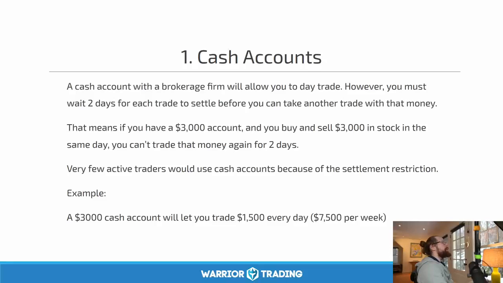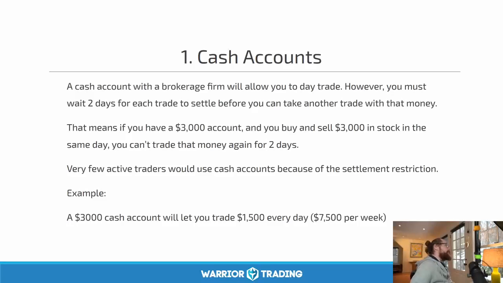So that means if you have a $3,000 cash account with TD Ameritrade or with E-Trade or even with Lightspeed, you could buy $3,000 of stock in 1 day and sell it. But then you can't take any more trades until that $3,000 has cleared and settled. So you could trade on Monday, then you can't trade on Tuesday, you'd be able to trade again on Wednesday. Then you can trade on Wednesday, but you can't trade on Thursday, you can trade again on Friday.